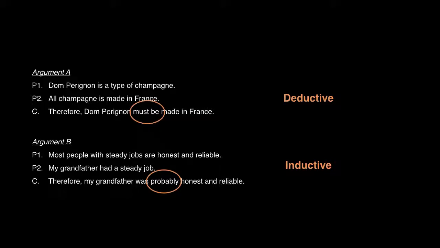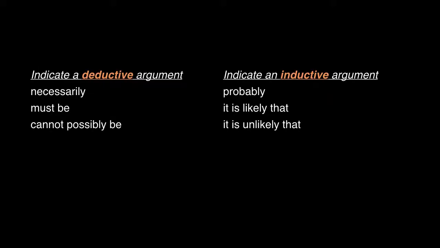If you see words that imply logical necessity in the conclusion, you can take this as a sign that the argument is deductive. For example, words like necessarily or must be, or in the case of negative conclusions, cannot possibly be, usually indicate that you're looking at a deductive argument. On the other hand, words like probably, or it is likely, or unlikely that usually mean that the argument is inductive.